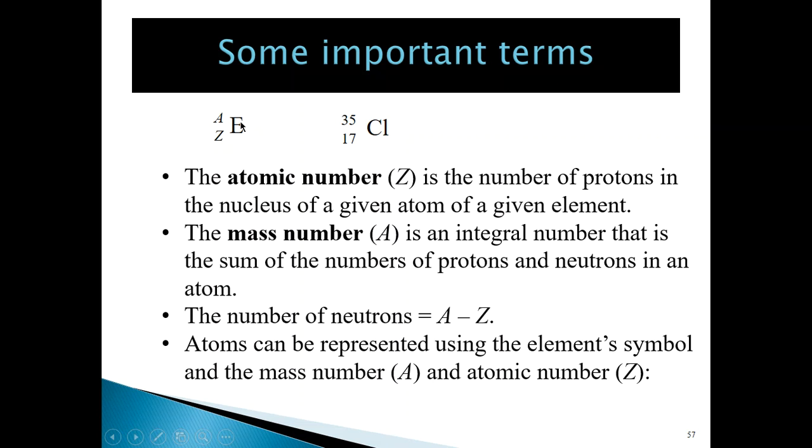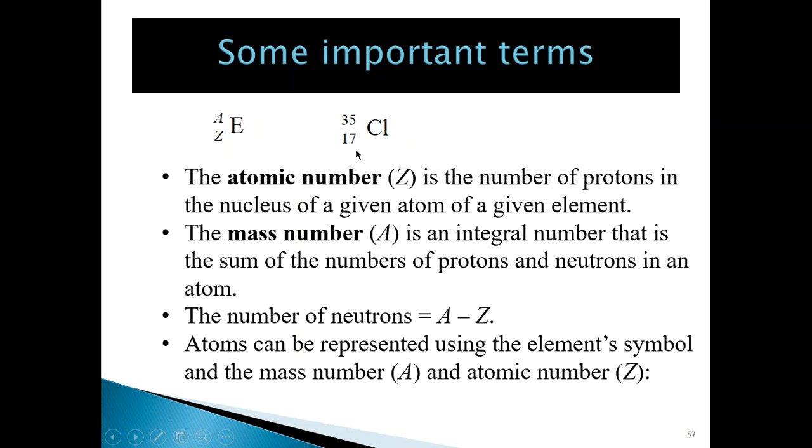So E would represent the symbol of the element. Z is placed down there as a subscript, which represents the atomic number, and A represents the mass number. So, for example, in this case here, Cl is chlorine, 17 would be the atomic number, and the mass number here is 35, all right?